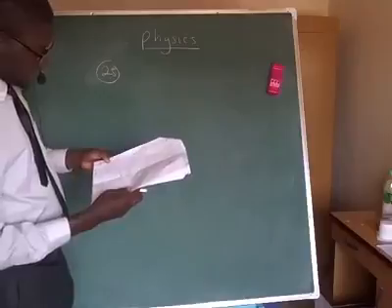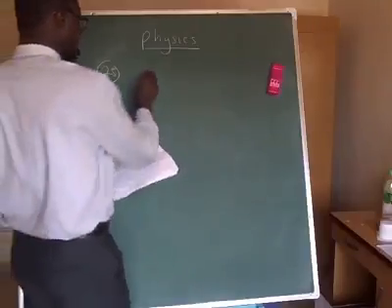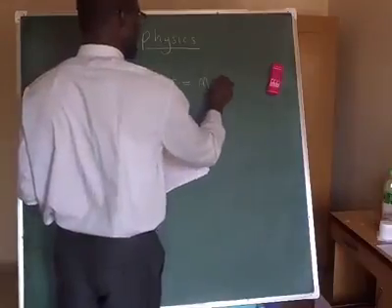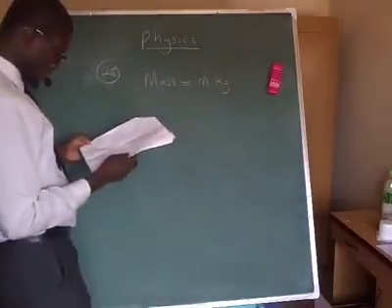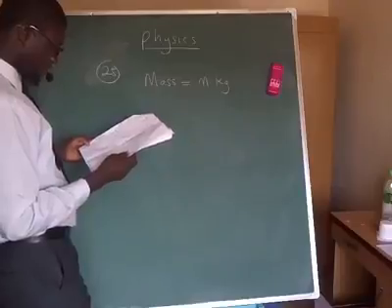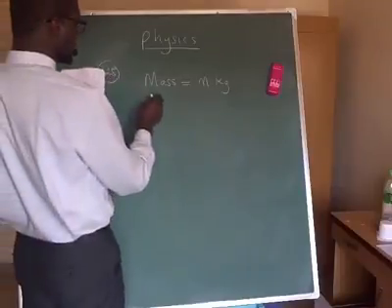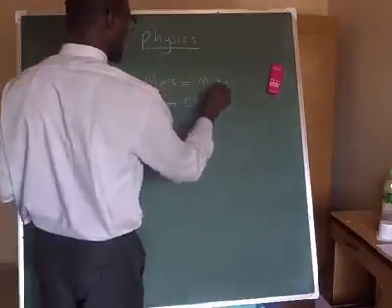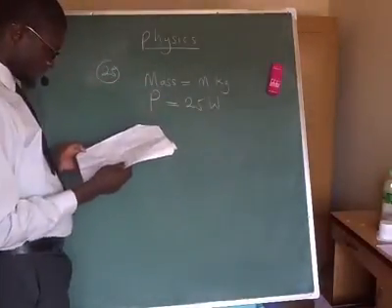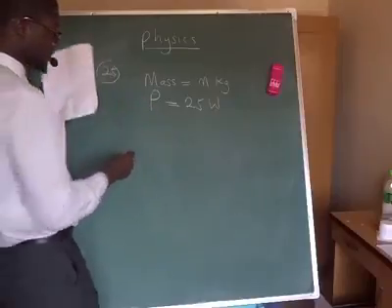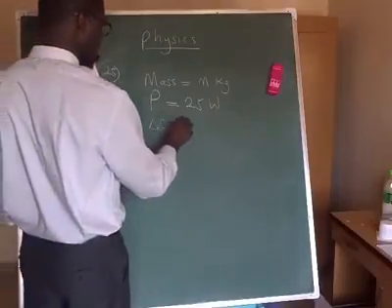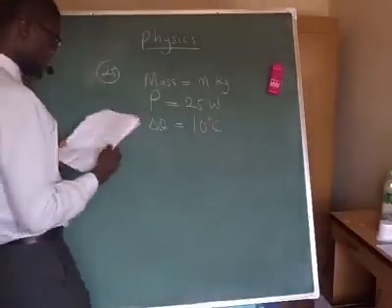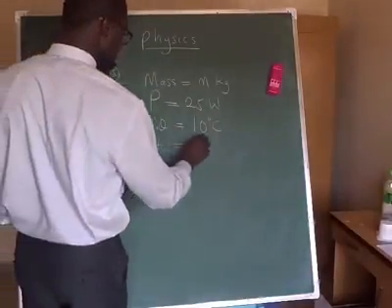So let's look at the data. A block of aluminum of mass M. Mass of the aluminum is M kilograms. Is heated electrically by a 25-watt heater. 25 watts, that is the power. If the temperature rises by 10 degrees Celsius, change in temperature is 10 degrees Celsius in 5 minutes. Time taken is 5 minutes.